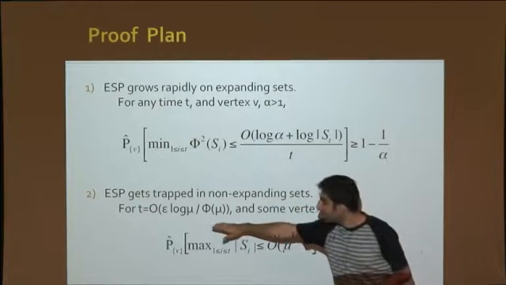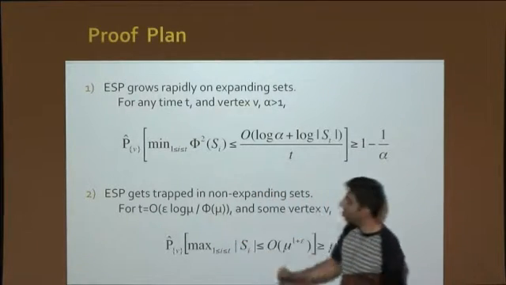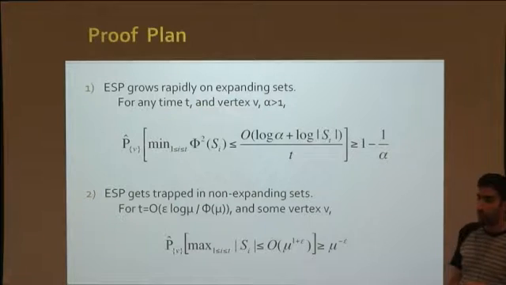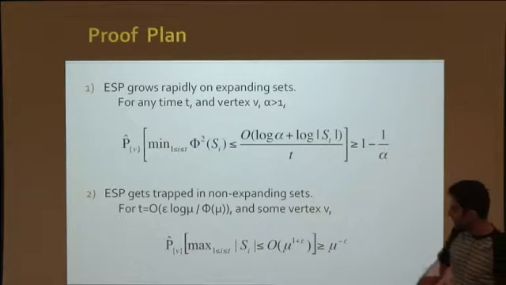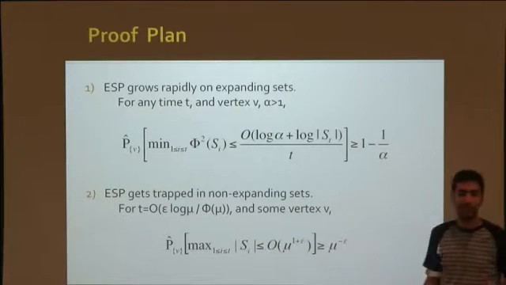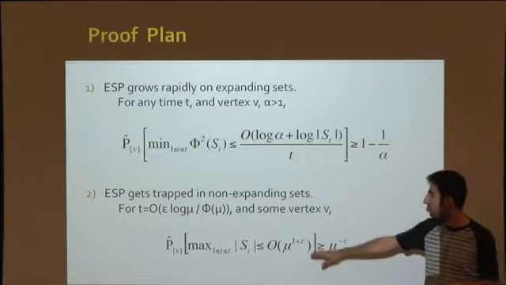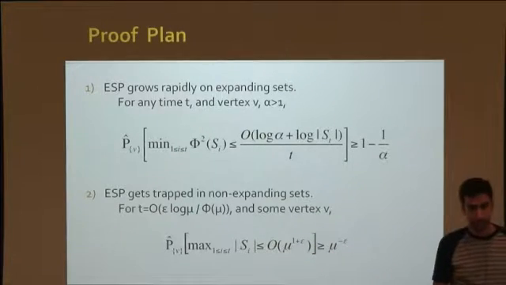So here we're going to show that if you choose t very large, something like epsilon log of mu over phi of mu, then all of the sets are small. All of the sets in the sample path are at most mu to the 1 plus epsilon.